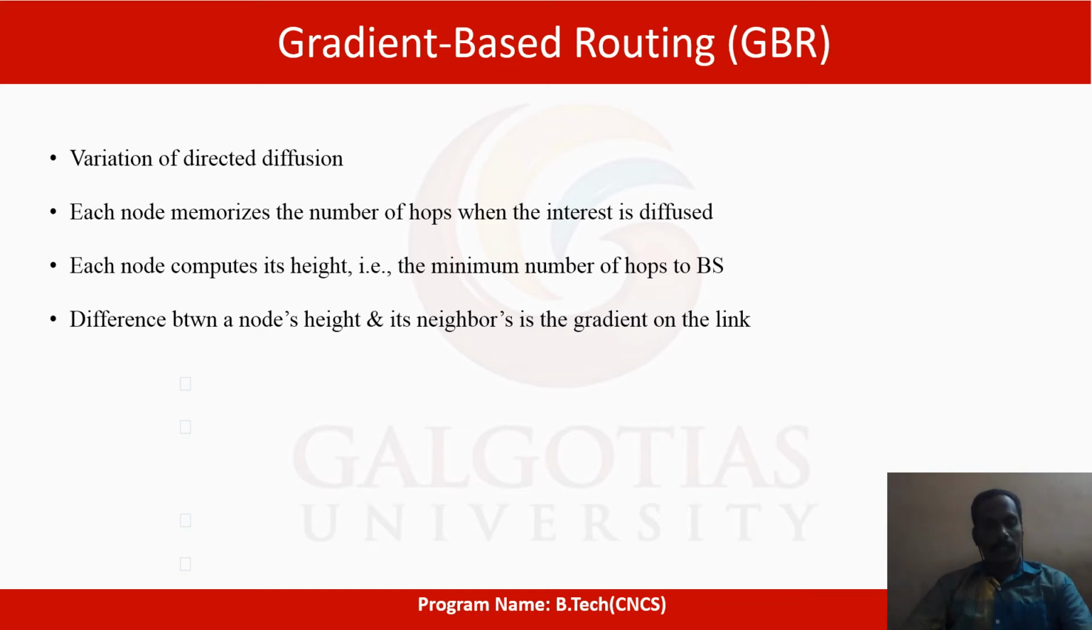For data aggregation, when multiple paths pass through a node, the node can combine the data. GBR is used for traffic spreading, so it randomly picks a gradient when two or more next hops have the same gradient. It is an energy based scheme and also a stream based scheme.